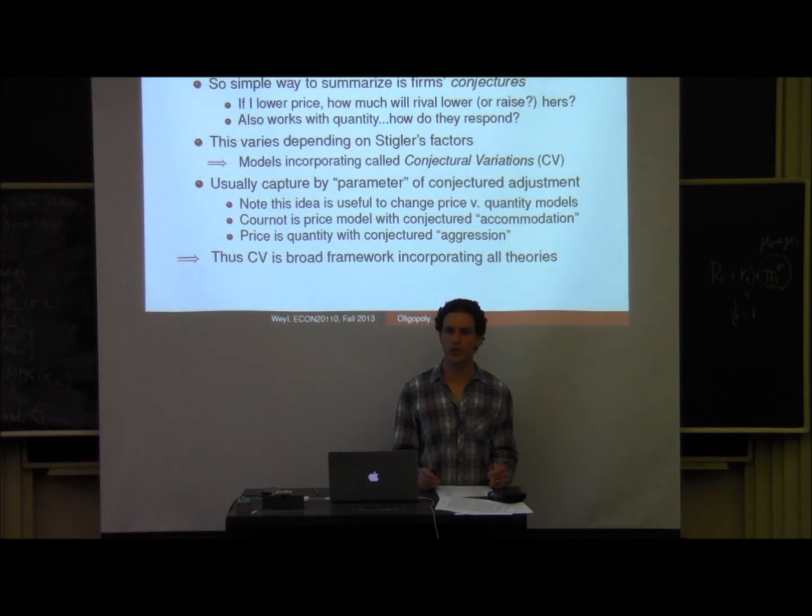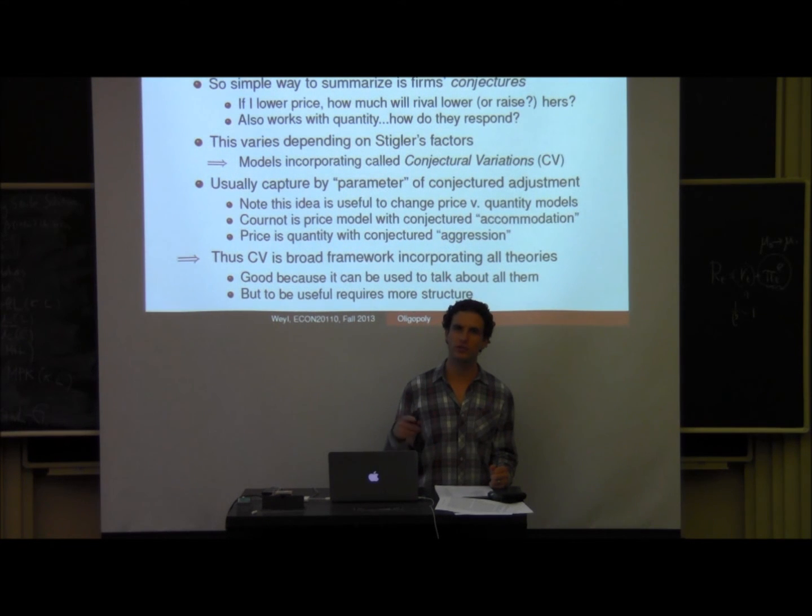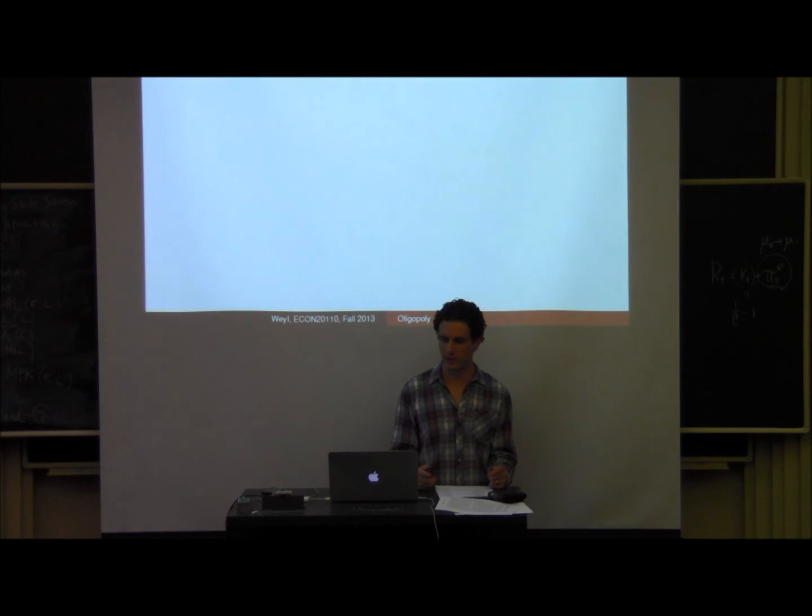And conjectural variations is sort of a broad framework that incorporates all of the theories, because you can nest Bertrand, Cournot, and all these forms of collusion into just different conjectures about what the other firms will do.